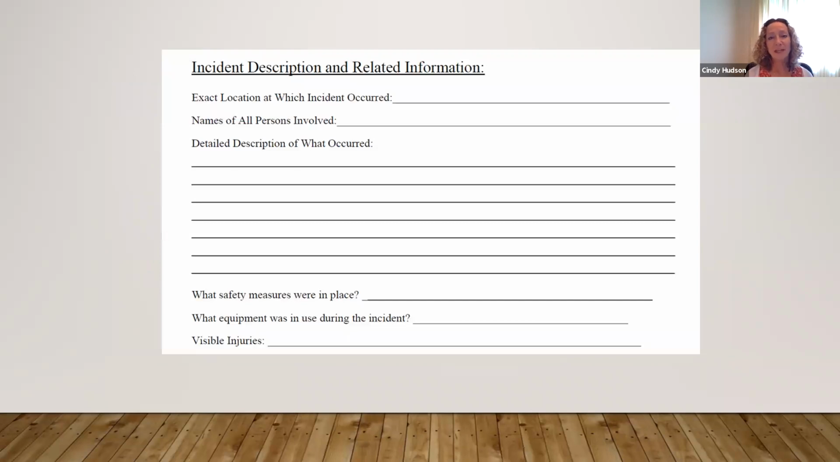This is a brief snapshot of at least a portion of our revised incident reporting form. It's going to enable us to trigger some better recall of information and better documentation of what exactly is or isn't going on during the time of that incident.